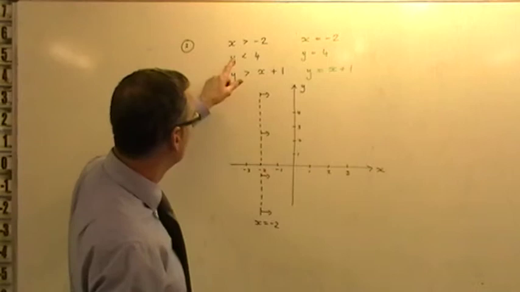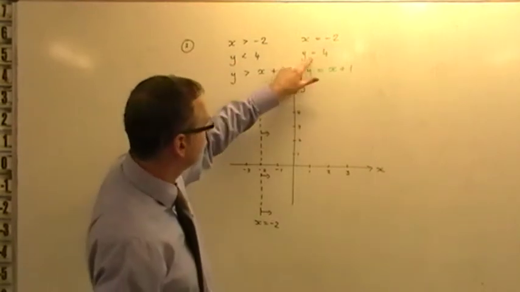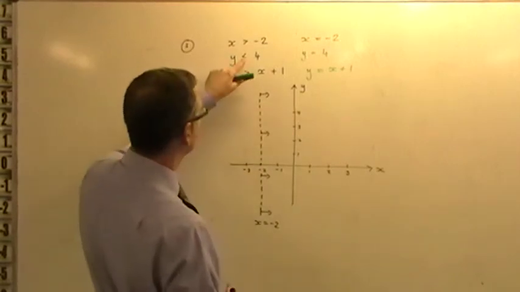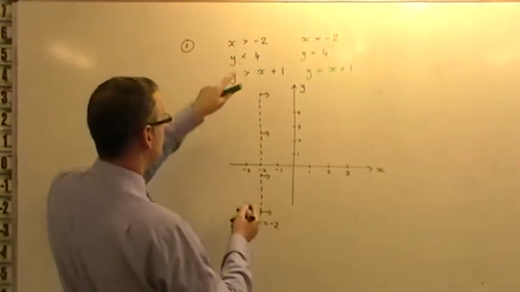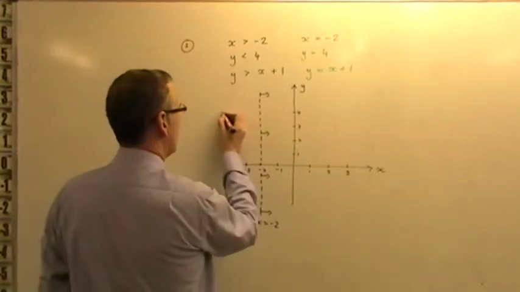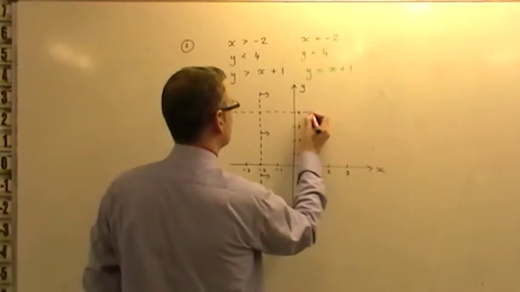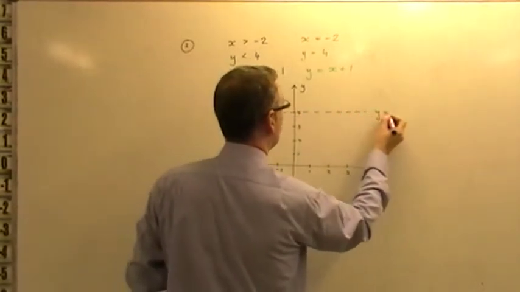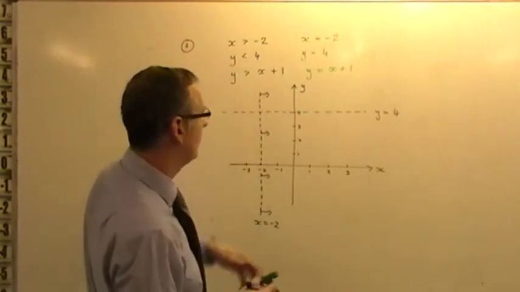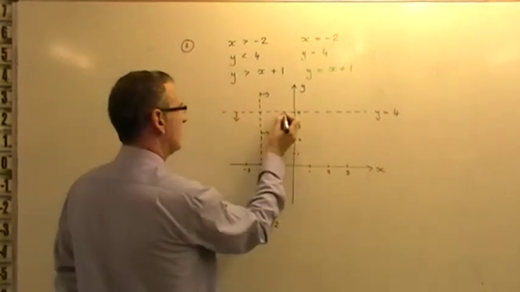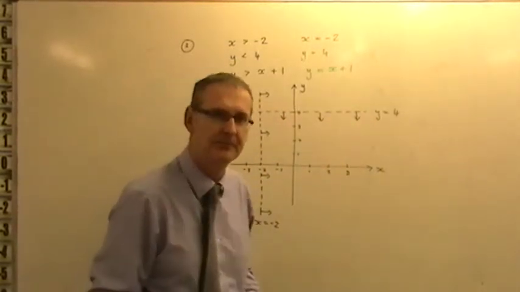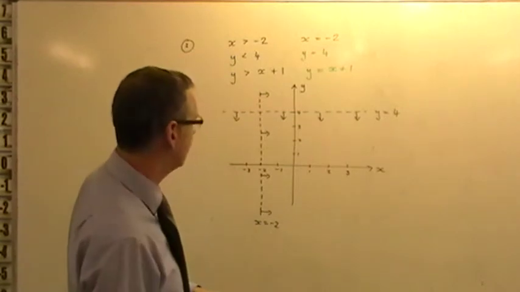Okay, the second one, y less than 4, I draw the boundary y equals 4. So you go to 4 on the y-axis. Once again, no equals symbol, so I need to draw a horizontal dotted line. That's y equals 4. And I need to show all the places y less than 4, means I need to put arrows going down. Anywhere below that will have y values less than 4. So that's two boundaries taken care of.